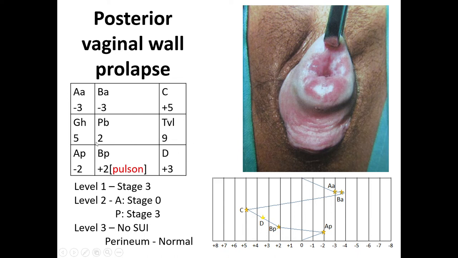And the genital hiatus was 5 centimeter and the perineal body was small, 2 centimeter. After replacement the TVL was 9 centimeter. So level 1 was 9 -2 is 7, but it is +5, so stage 3. And the level 2 anterior stage 0, and level 2 posterior is C, it is more than +1 centimeter, so stage 3, right? And the level 3 no SUI, perineum was normal.